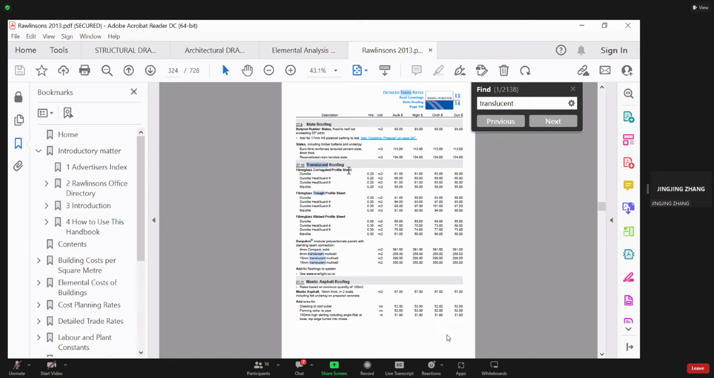Includes wire net and underlay. So translucent roofing basically is over here. Yeah, I find that. Let me check what the pages are. Oh, sorry, no. It does not give you any wire mesh. Oh no, sorry. That is translucent. For steel roofing, that is page 88.